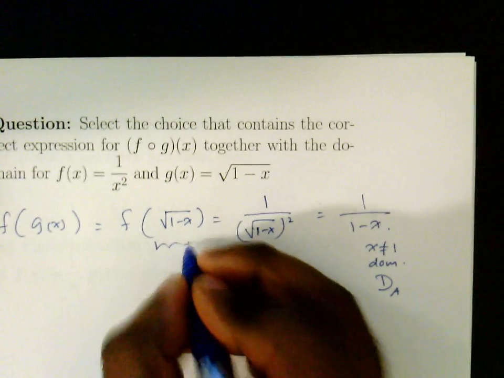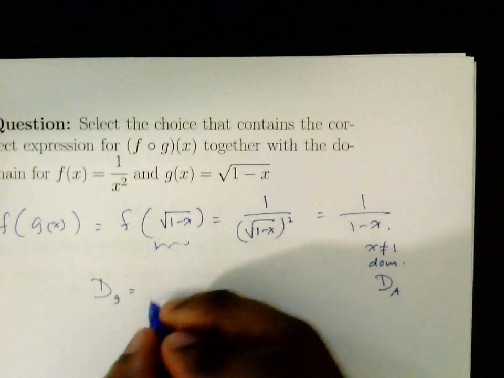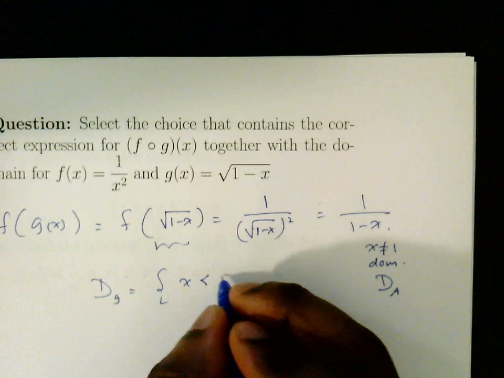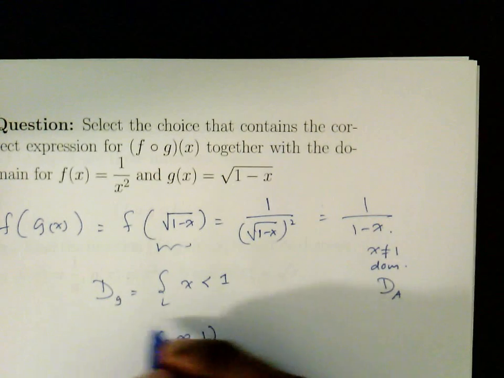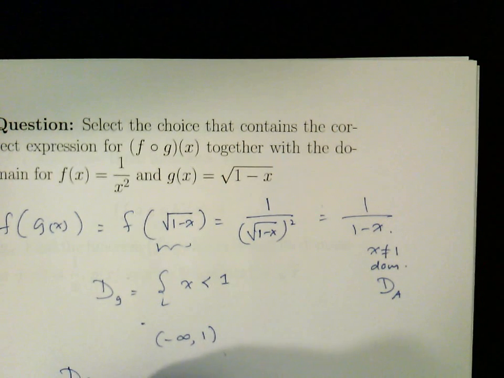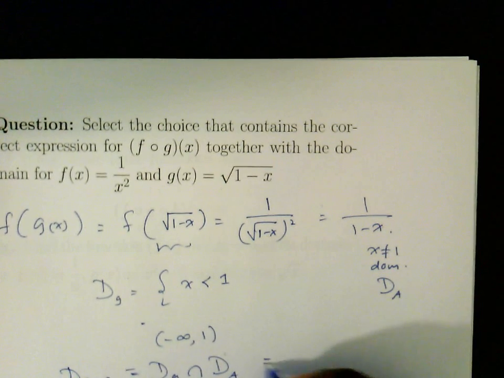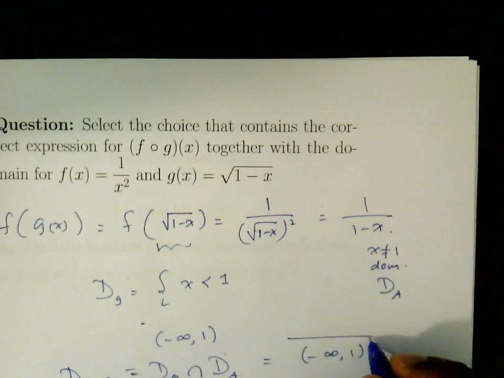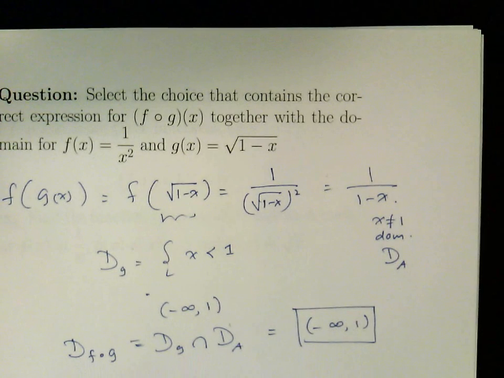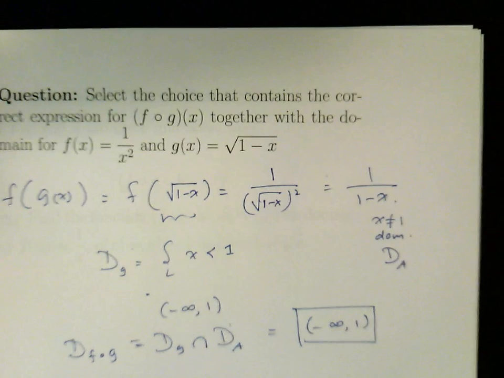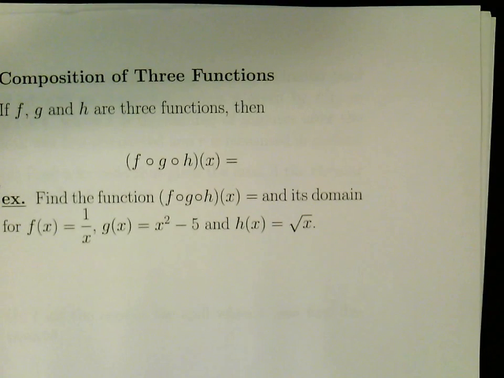but we need the domain of the inner function, the domain of g, which is x less than 1, so that would be negative infinity to 1. So the domain of f of g is equal to the domain of g intersected with the domain of the answer, which is negative infinity to 1. Okay, so at least if you remember that you had to look at the domain of the inner function, you should be able to get this question correct. All right, let's move on to composition of three functions.